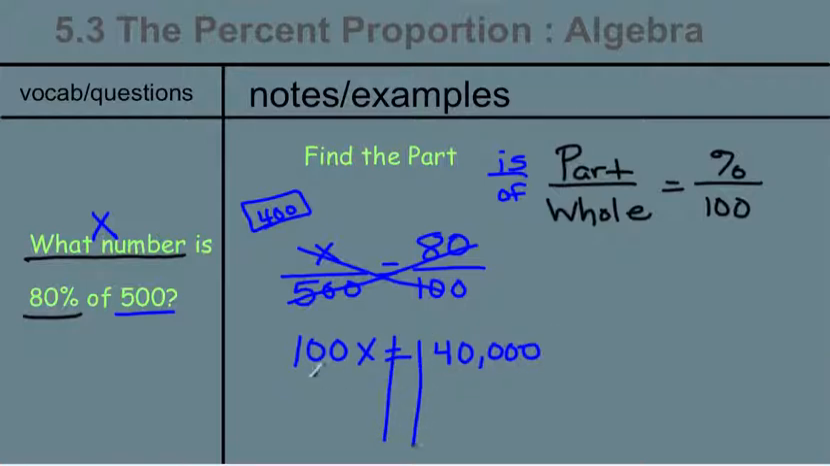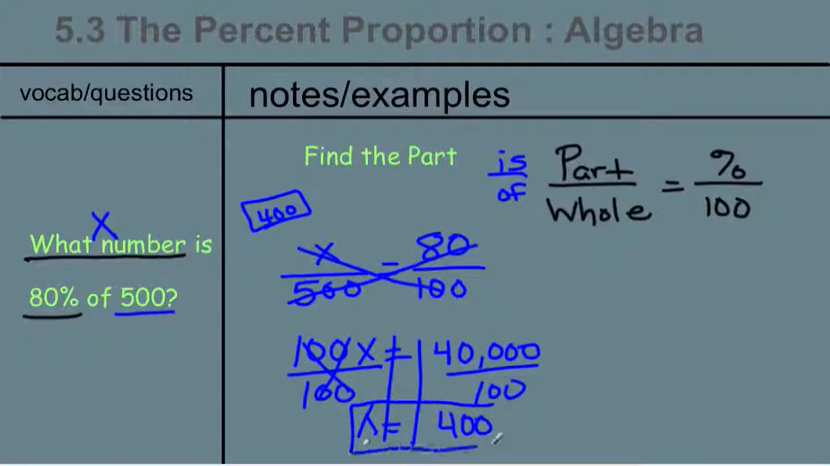40,000. Divide both sides by 100. This leaves me with x equals 400. Does that make sense? Well, let's write that over here.